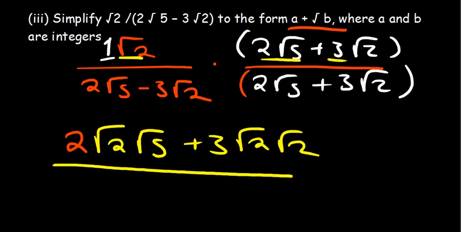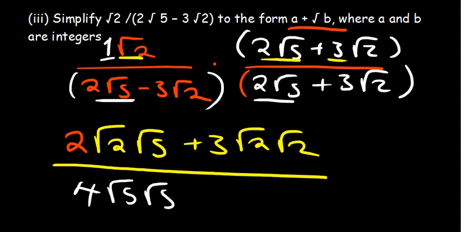Over, what do we have now? For the denominator, whenever you're multiplying the conjugate, you just multiply the like parts. So this times that, 2 times 2 is a 4. Then we have root of 5 multiplying by root of 5, minus 3 by 3 is a 9. Then root of 2 by root of 2.